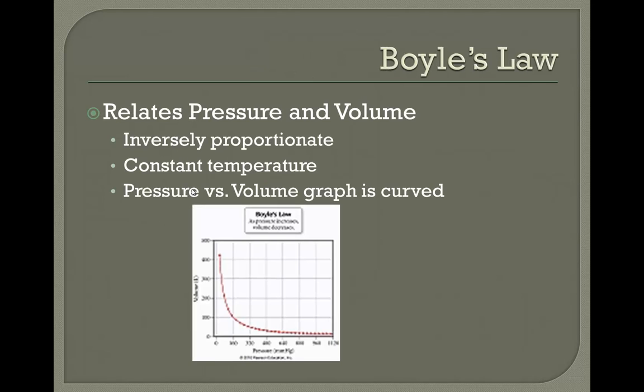Boyle's law relates pressure and volume. Pressure and volume are inversely proportionate, meaning as one goes up, the other one goes down, and it's done at constant temperature. When it's actually done, it's a curved line. In other words, the more pressure it has, the smaller the volume gets. But as the pressure is added more and more, it's harder and harder to shrink those particles together.